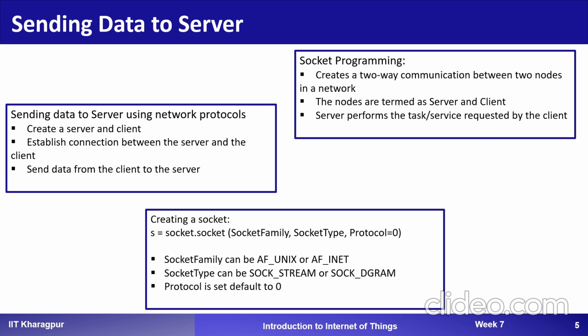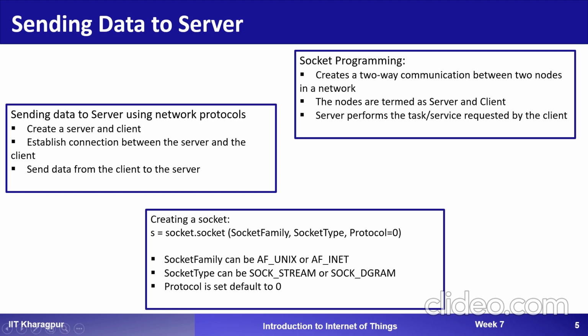So your socket programming creates a two-way communication between two nodes in a network. The nodes are termed as server and client. Server performs tasks or services which are requested by the client. Now sending the data to the server using various network protocols. So you can use either TCP or UDP. So accordingly you have to declare that which kind of protocol you are going to use whenever you are creating descriptor of socket. Then establish a connection between the server and client and then send the data.